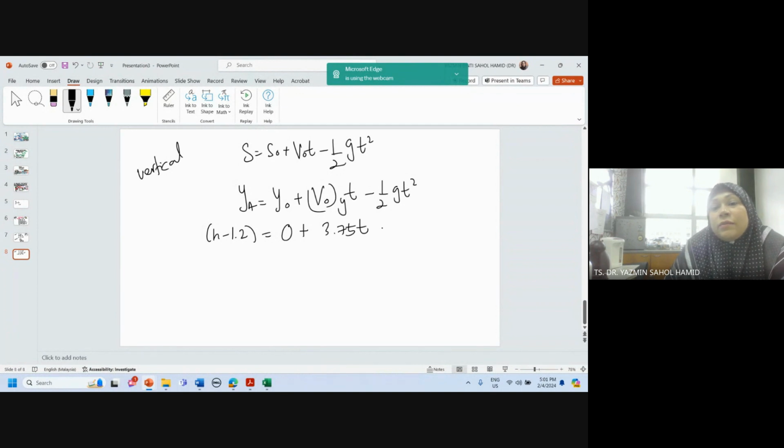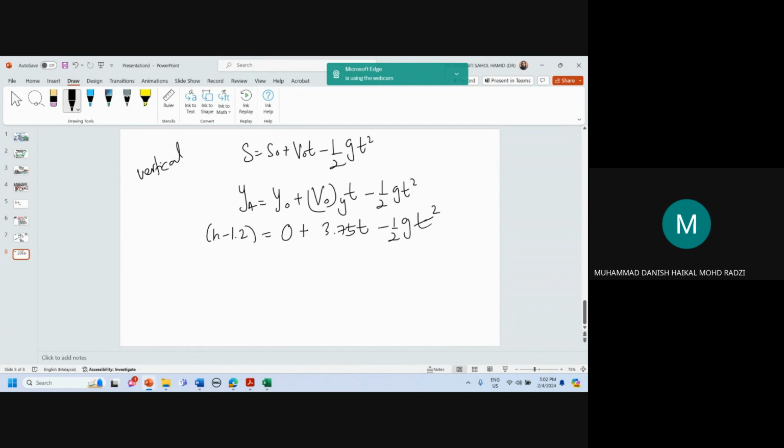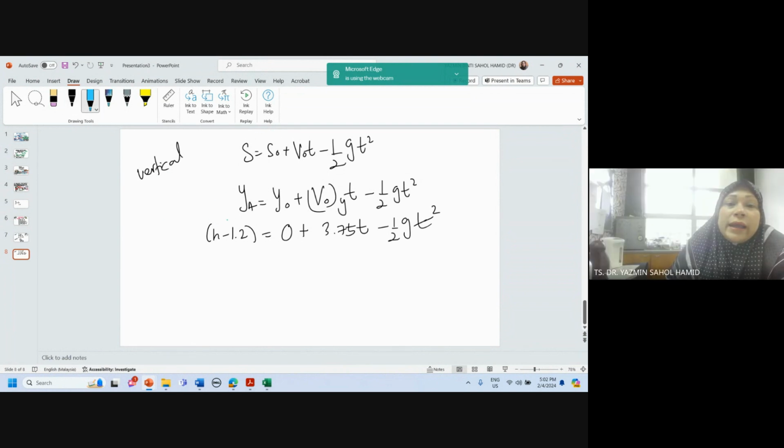3.75 T minus 1/2 GT squared. Again, we are left with how many unknowns? Two. But even though we are left with 2 unknowns, we have YA here, and we want to find H. H is the unknown that we want to find. So what you need to do is to find T first.